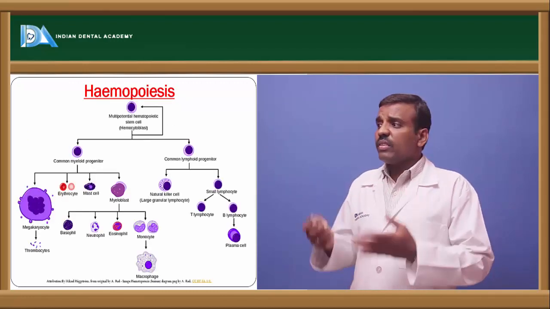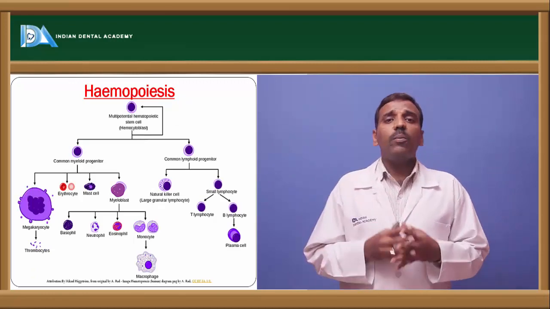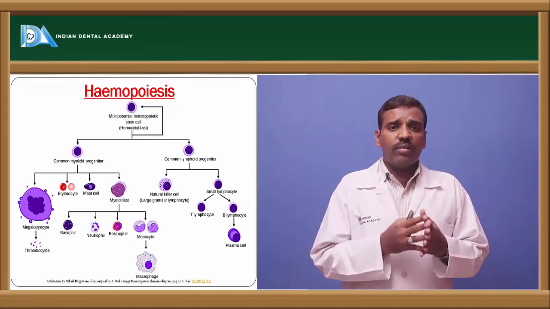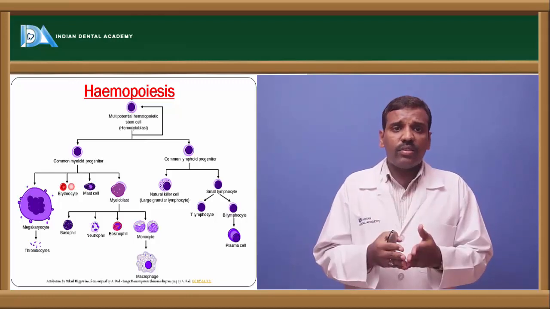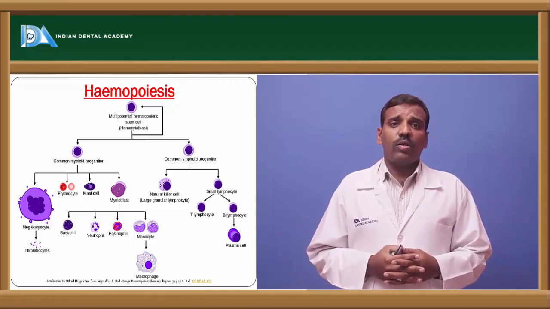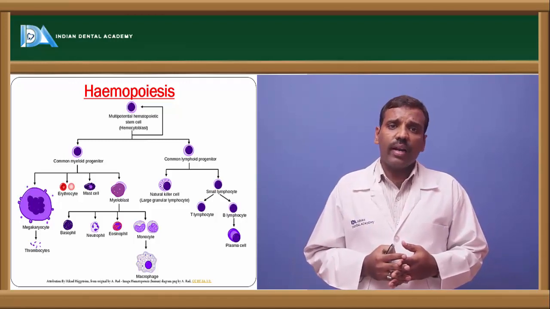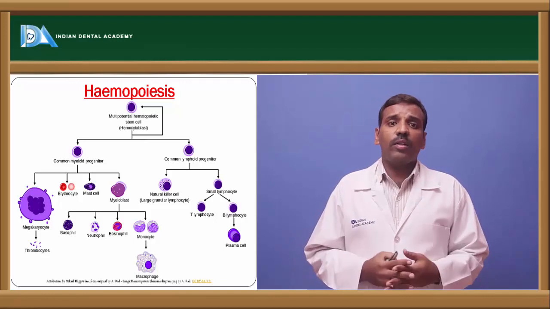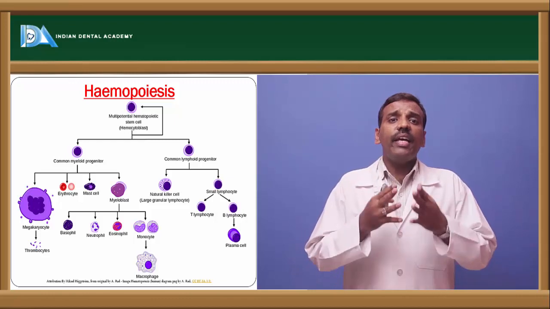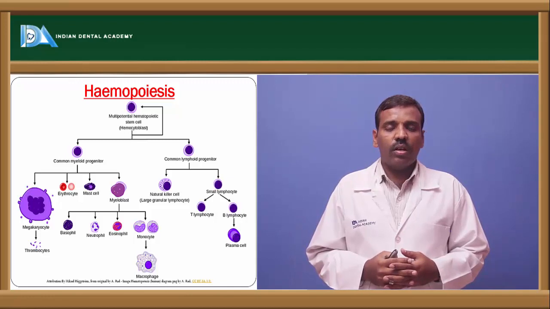If you see the hemopoiesis process, the pluripotent stem cell gives rise to four committed cells. One is CFU-E, colony forming unit for erythrocyte; colony forming unit for megakaryoblast, which gives platelets; colony forming unit for granulocytes and monocytes; and colony forming unit for lymphocytes. Through the colony forming unit E, erythrocytes are produced, and that is erythropoiesis.